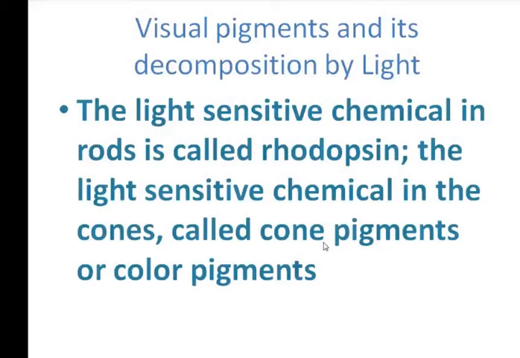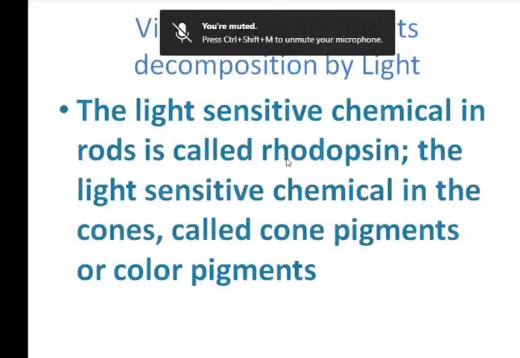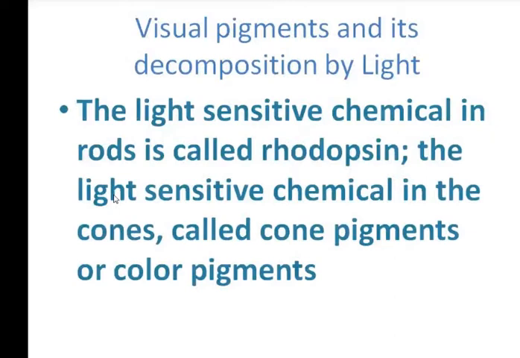We have already read about the rods and cones, and the rods and cones contain light sensitive chemicals. In case of rods, that is known as rhodopsin, and the light sensitive chemicals present in the cones are the cone pigments or color pigments. There are three types of pigments there.